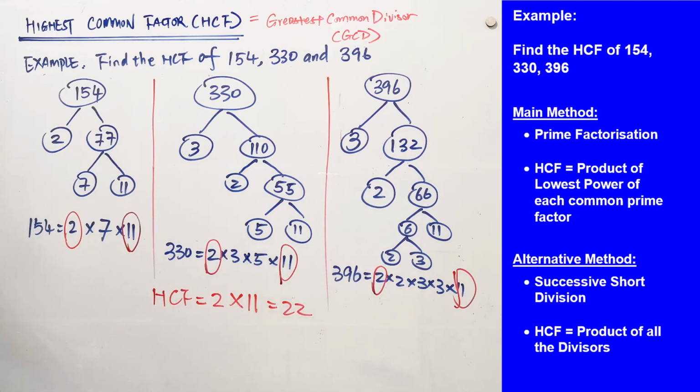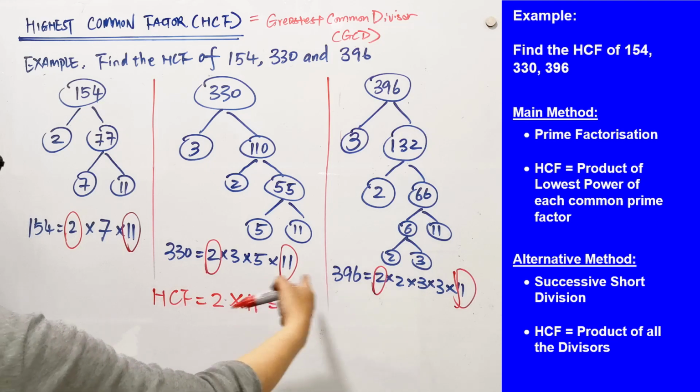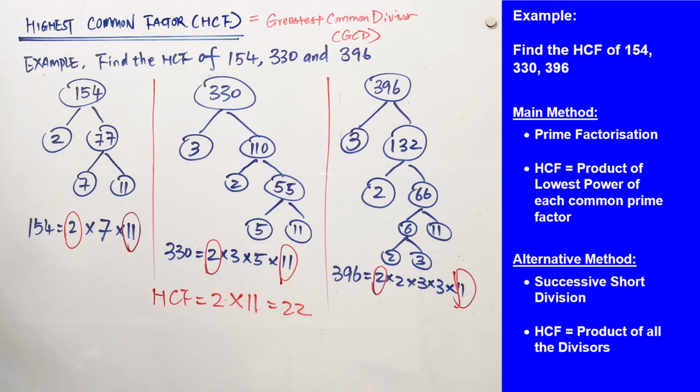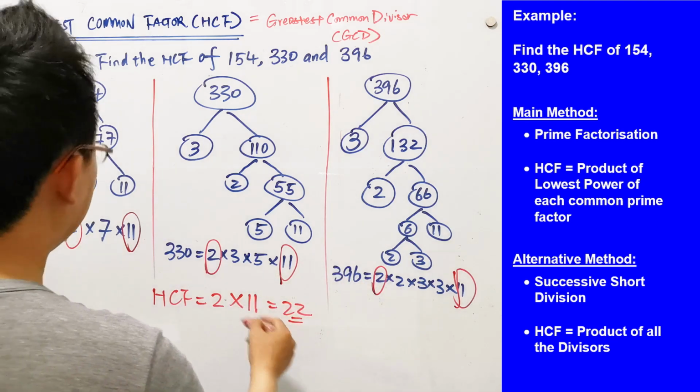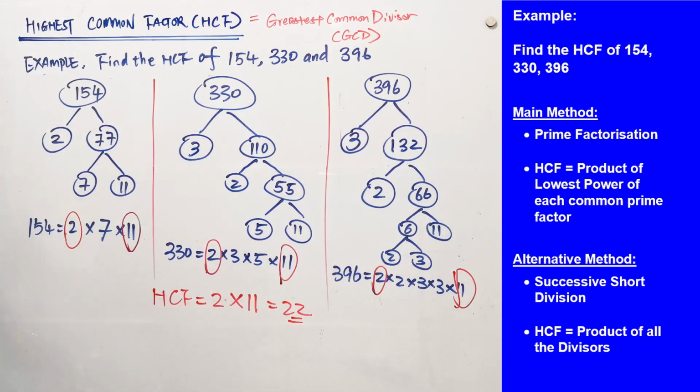Very clear, right? Also, the lowest power of the common factors is 1. So everyone has 2 to the power 1, and then we have 11 also to the power 1. So in this case, we get 22. Straightforward. Then, besides the prime factorization by factor tree method, let's look at the next method. How do we use the alternative method to solve this question?